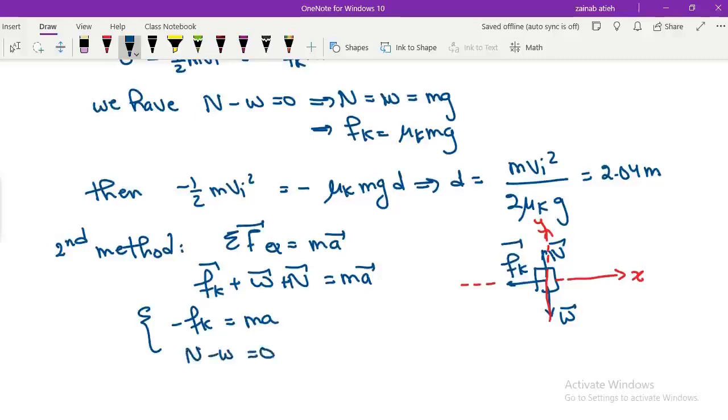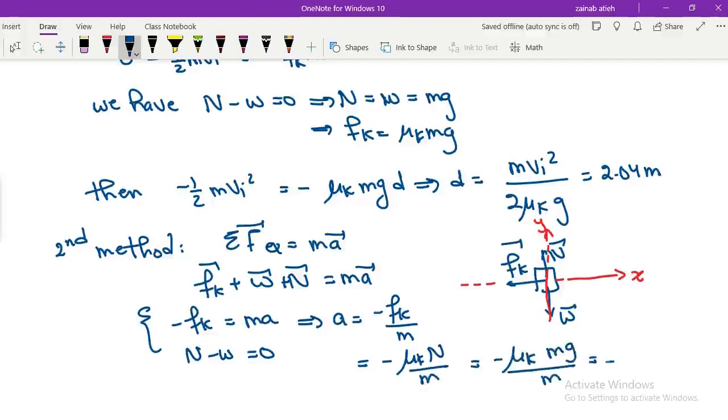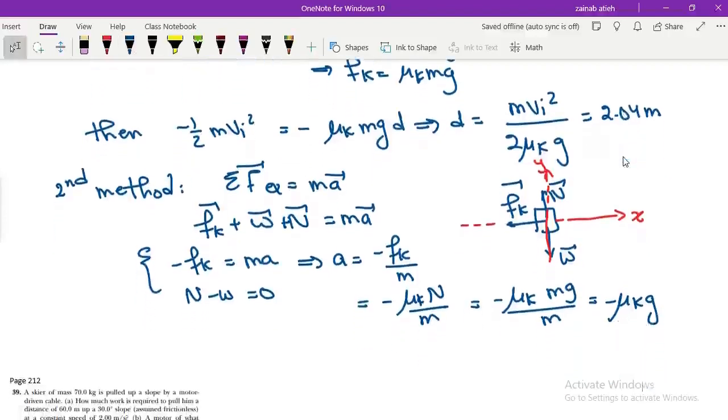So I got a. This implies a equals minus fk over m. The a came out negative because it is decelerating. It also equals minus mu k n over m, which equals minus mu k mg over m, which equals minus mu k g. Okay, we found a. What type of motion is it? Uniformly decelerated rectilinear motion, because a is negative.